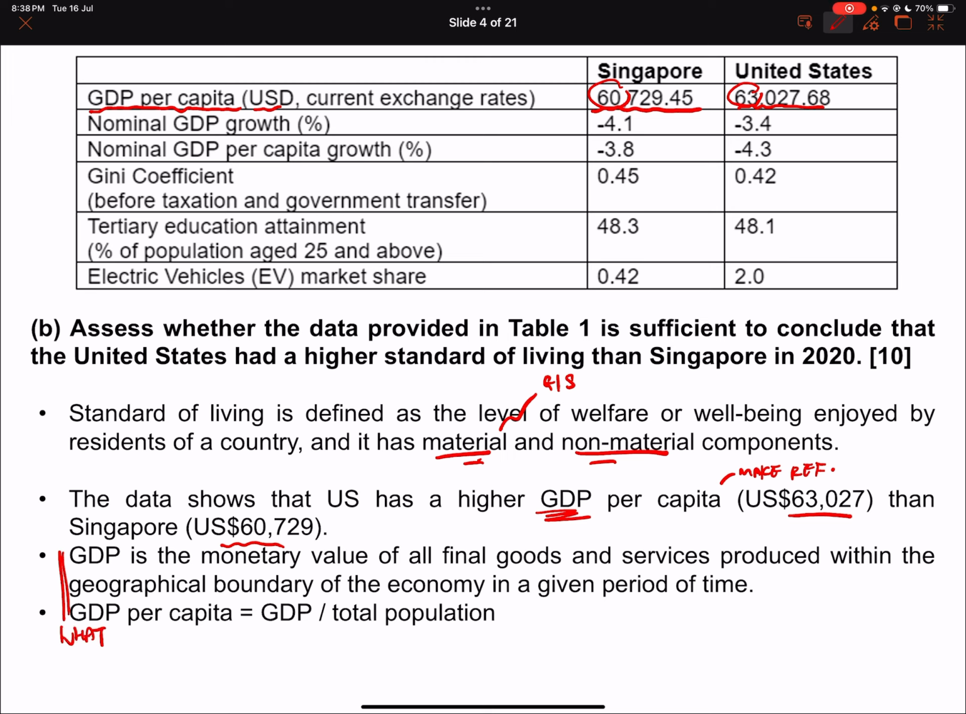Right, so the figure you have given me is the monetary value of all final goods and services produced within the geographical boundary of the economy. So I explained it last lesson. So within the geographical boundary, how many goods and services are you churning out? And then because it's per capita, we divide it by the total population. So it's a number of squares per person or number of dollars per person. Okay, so the US has more squares per person than Singapore. Okay, you can pause and you can copy.